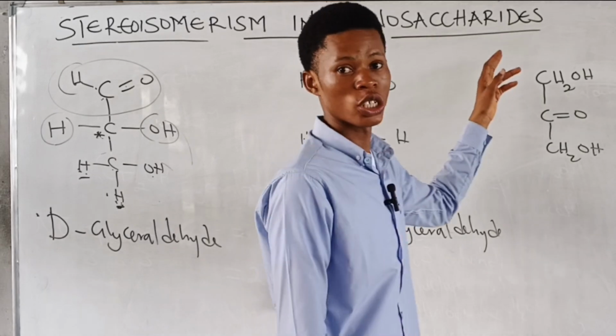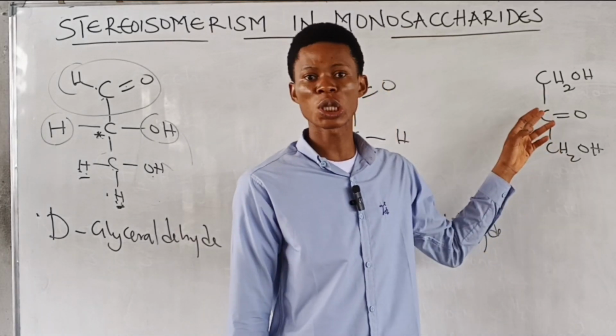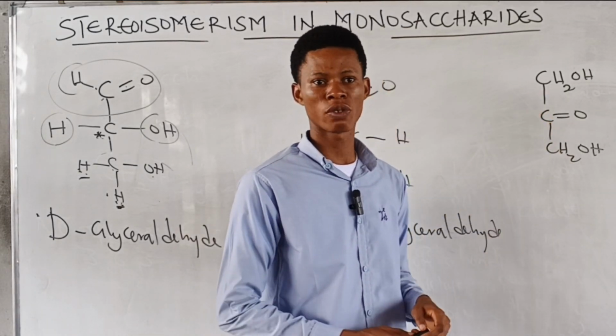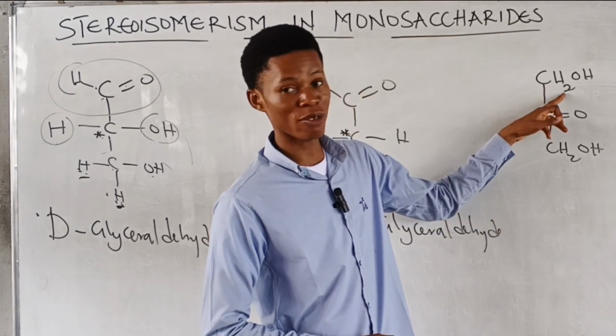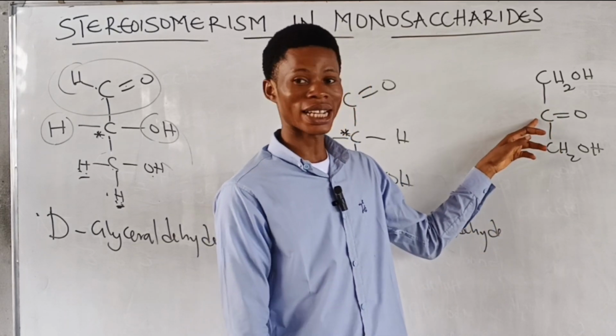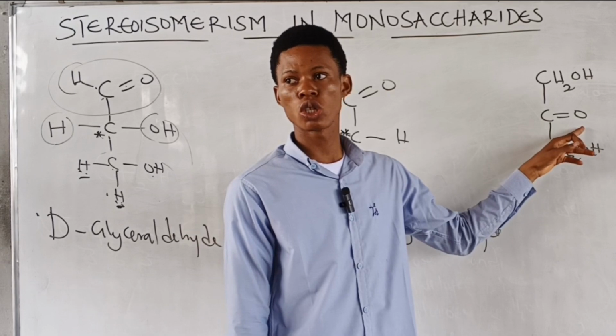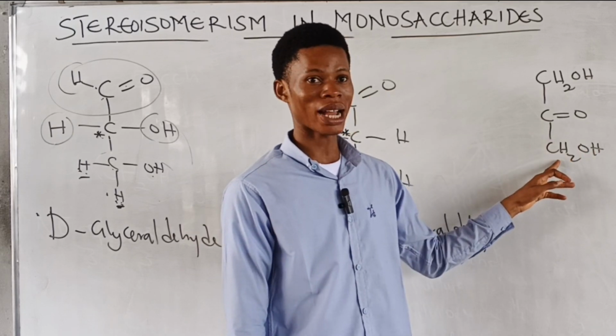So if you observe this compound very well, how many chiral carbon do we have? There is no chiral carbon, right? This is not a chiral carbon. We have 2 hydrogen. This is not a chiral carbon. It has a double bond. This is not a chiral carbon.